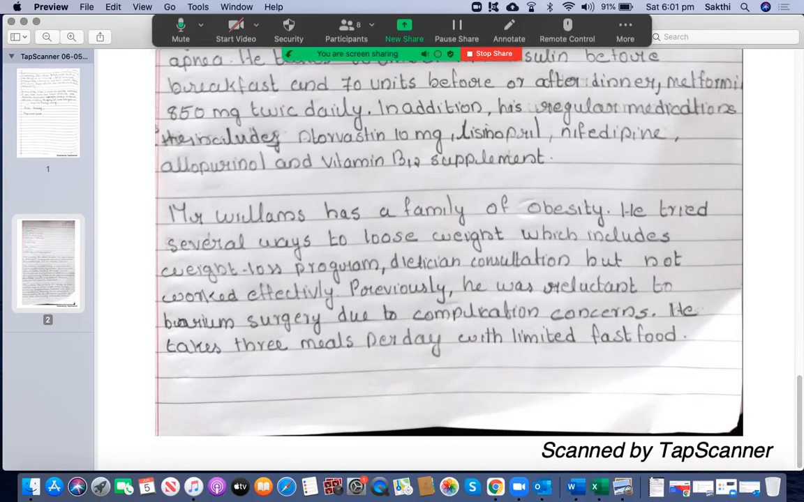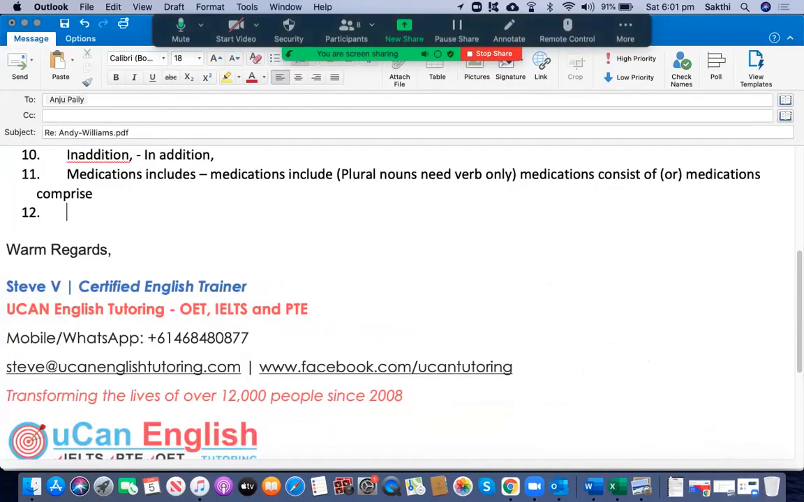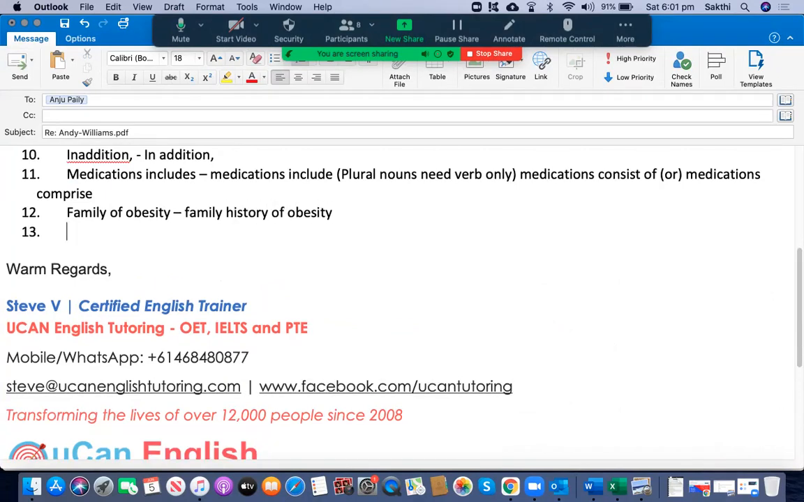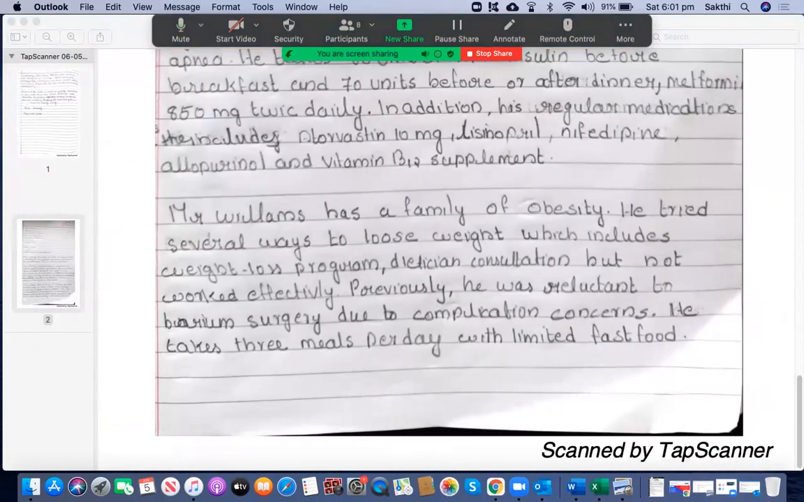"Mr. Williams has a family of obesity." Oh, God. History. You might have committed similar kinds of mistakes in your real exam as well. Even in the past, you have committed the same things. You have to proofread it, Anju. It's really important. "Family of obesity" is different, which means obesity is a family member. It's not the case. It's a family history of obesity, isn't it? You need to spend at least 6 to 7 minutes to proofread your letter, because you commit lots of spelling mistakes. If you proofread, you can increase the chances of passing easily.